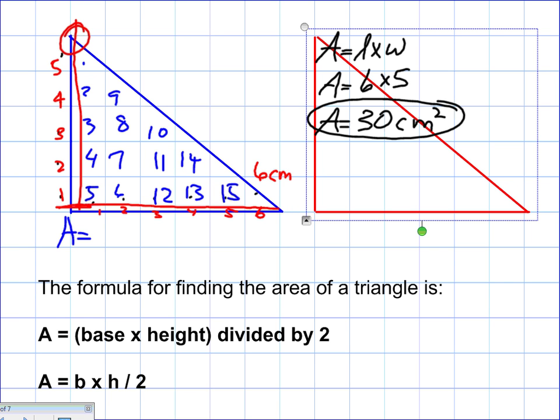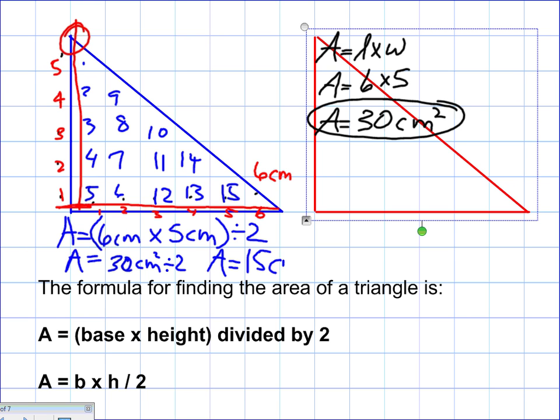So my area equals base, 6 centimeters, times height, 5 centimeters, and then I'm going to divide by 2. So my area equals 30 centimeters squared divided by 2. So my area is going to be 15 centimeters squared. So according to my formula, the area of my triangle is 15 centimeters squared.